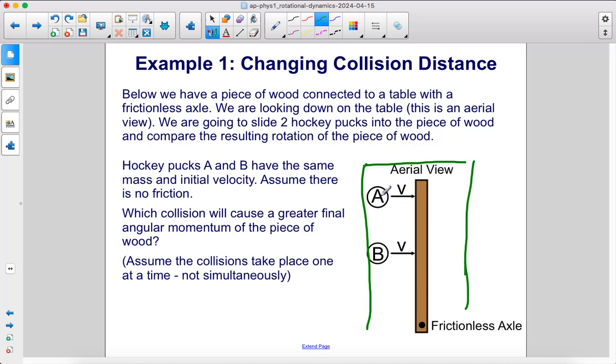We are going to slide two identical hockey pucks into the piece of wood and compare the resulting rotation of the piece of wood. Hockey pucks A and B have the same mass and initial velocity. Let's assume there's no friction on the table, and the axle is also frictionless. Which collision will cause a greater final angular momentum of the piece of wood? And we're going to assume these collisions are taking place one at a time, not at the same time.